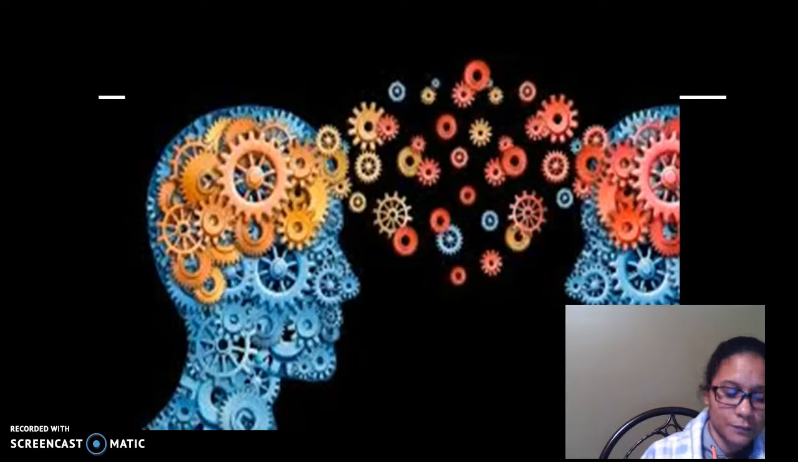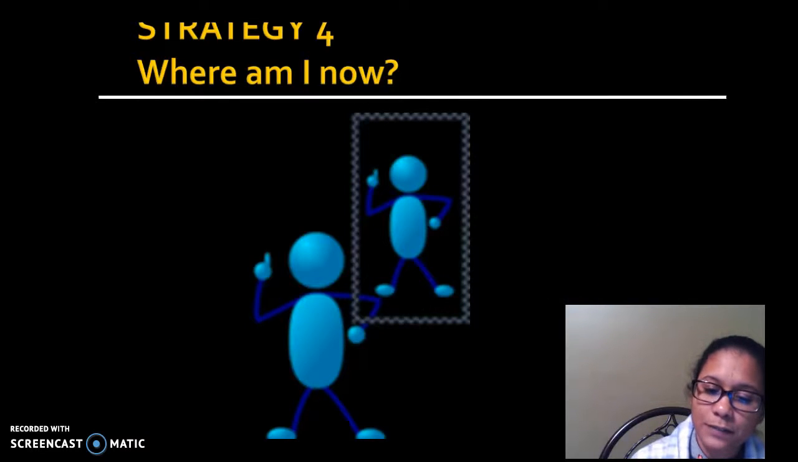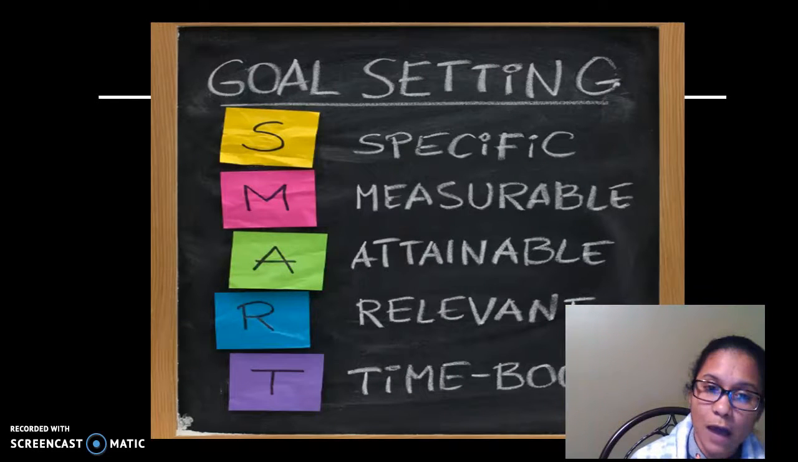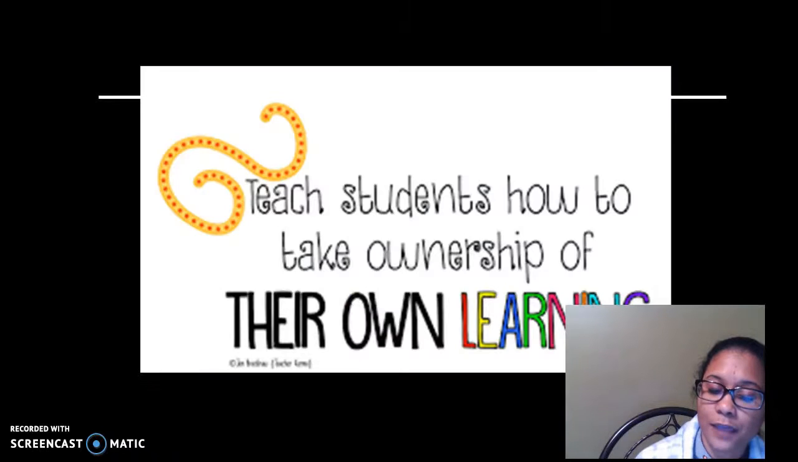The next step is strategy 4, self-assessment and goal setting. Teach students to self-assess and set goals for the next step. This strategy may seem time-consuming, but if done properly, it enriches the student learning. It gives them ownership for the learning. Students set goals, but remember that goals need to be specific, measurable, attainable, relevant, and time-bound. It promotes the student's self-efficacy, and encourages students to identify the areas where they are excelling and where they need to put more effort.